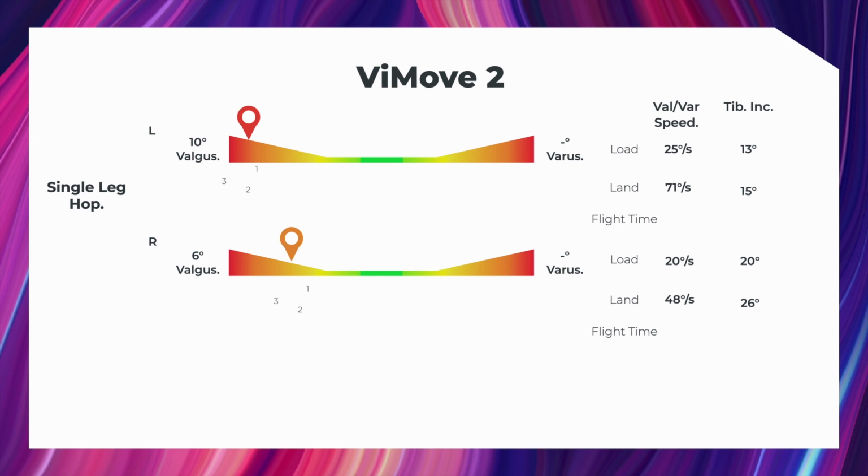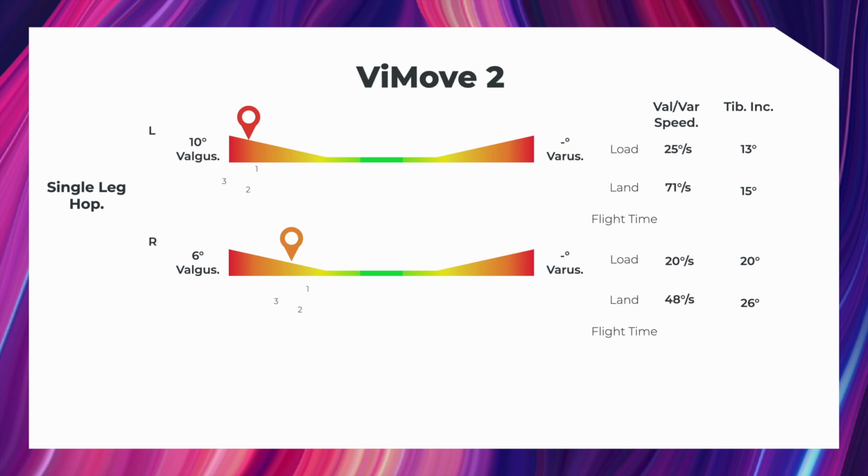On the landing, we got 71 degrees per second. This number is always going to be much higher. It's going to be outside of the 15 to 20 degrees per second. So just bear that in mind when you look at it, but you still want it to be relatively small. But again, look at how you instruct them.